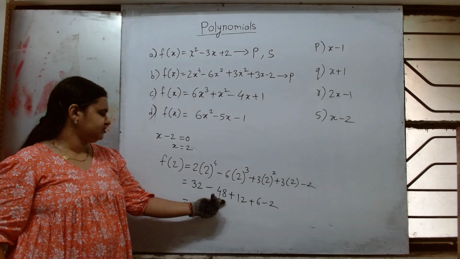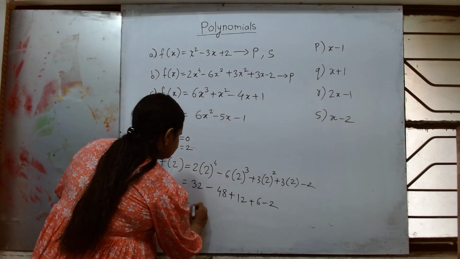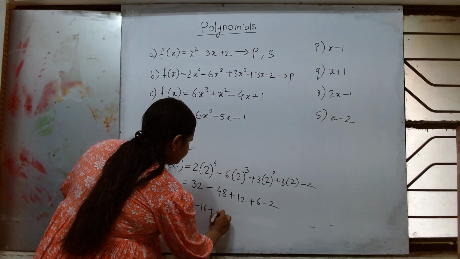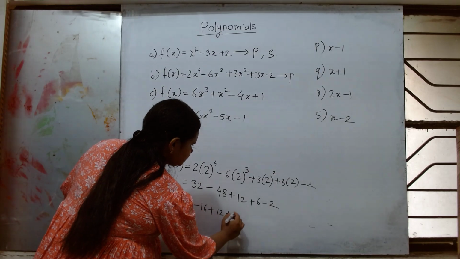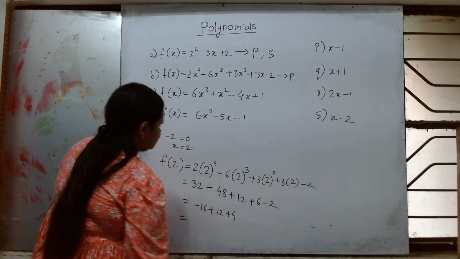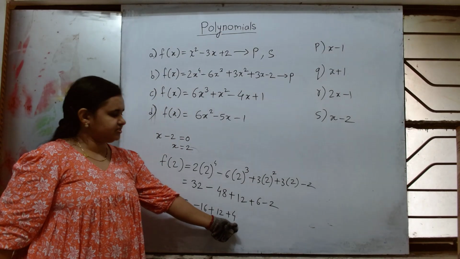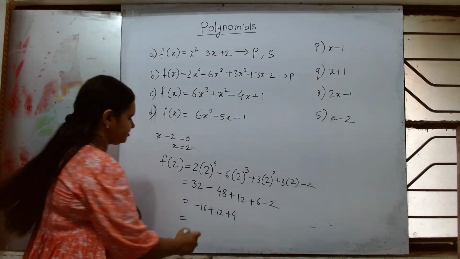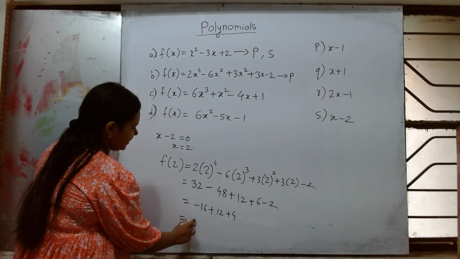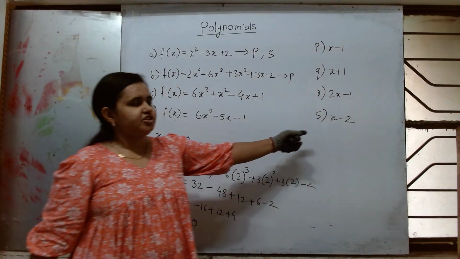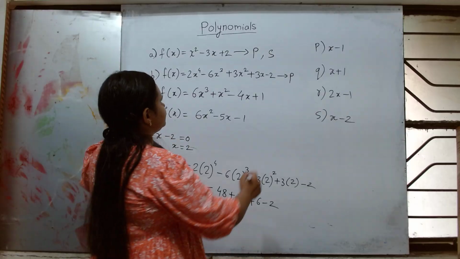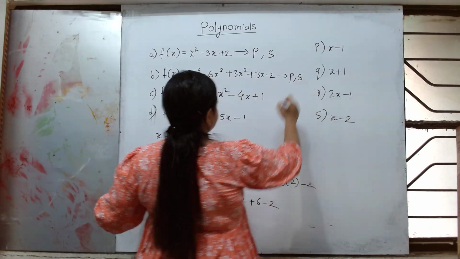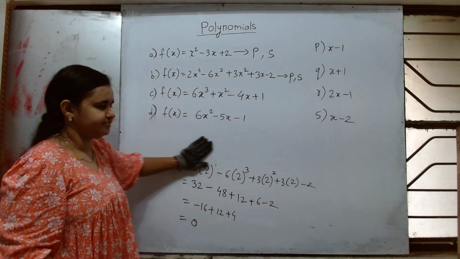Now 32 minus 48 is minus 16. Minus 16 plus 12 plus 4. Now 12 plus 4 is 16. Minus 16 plus 16, it is 0. So the answer is coming as 0. So x minus 2 is a factor of this polynomial.